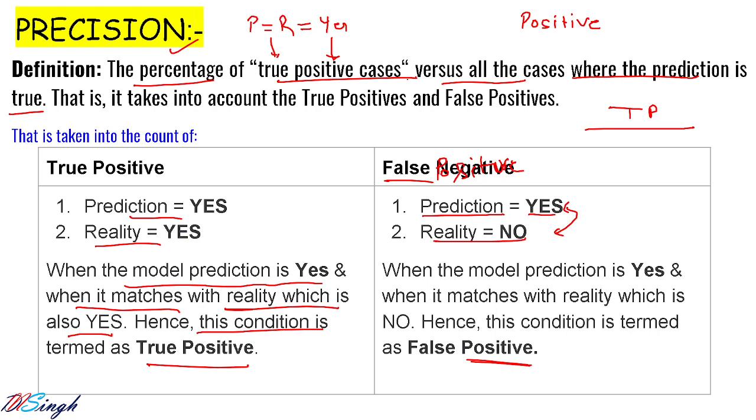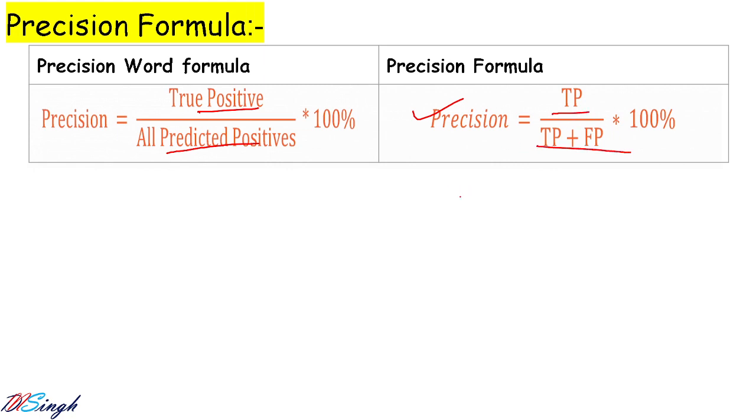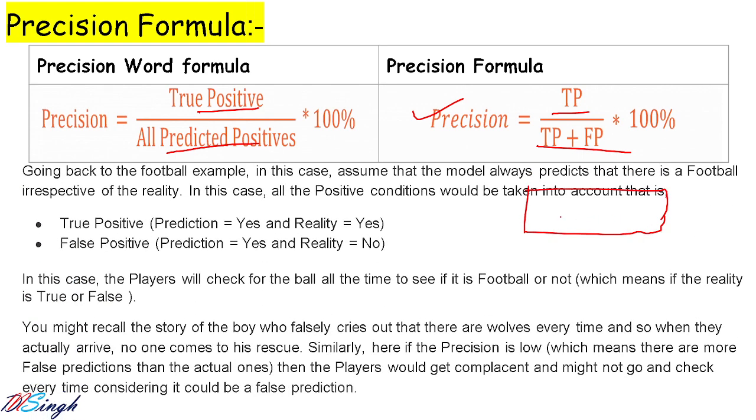All the true positive cases versus all the cases where prediction is true. Now see the precision formula. True positive cases out of all predicted positives, and it can be written in this way: TP upon TP plus FP. So in the confusion matrix also, I will again draw it here. And let me erase some of the ink so that you can understand it properly. Okay, fine. Let us select the pen again.